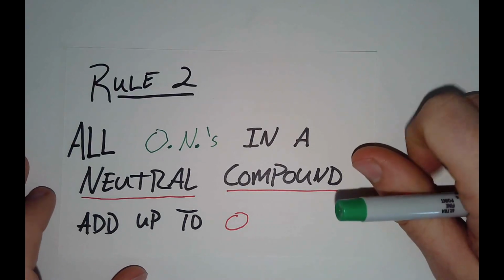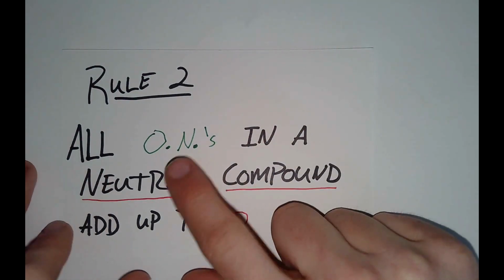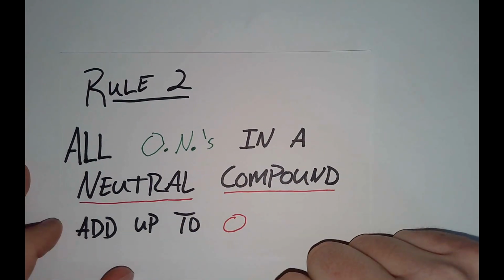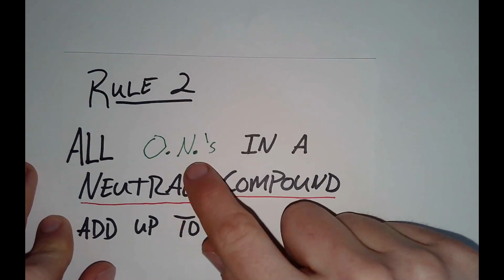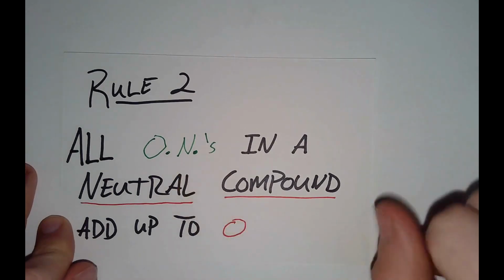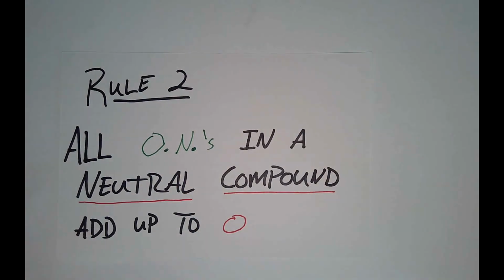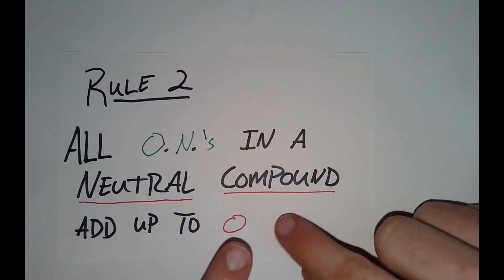Okay, rule number 2 is this. All oxidation numbers in a neutral compound add up to 0. Neutral here means it doesn't have a charge, right? Oxidation numbers are the green things I've been writing on top. And so the sum, the total, the addition between them, all of it together becomes 0.